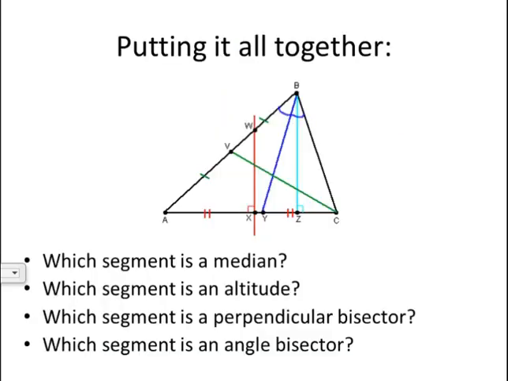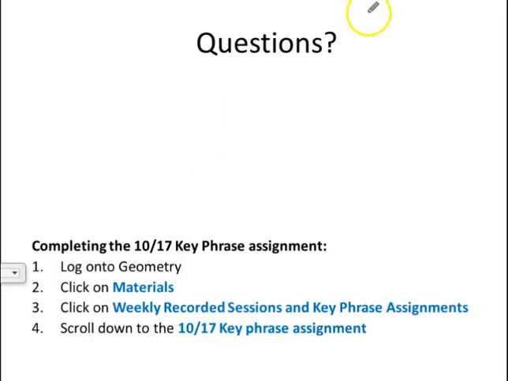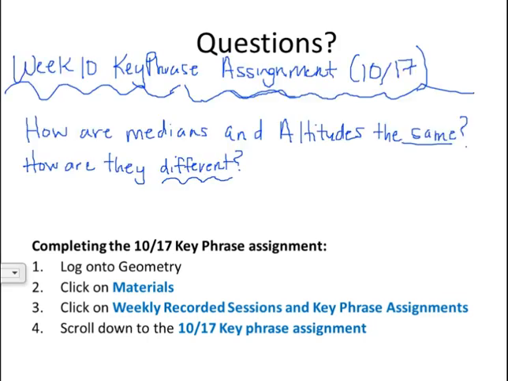Going on to the last slide, which is time for the key phrase assignment. Let me throw that up. So you learned about different segments in triangles this week. Let's focus on 2 of them right now: medians and altitudes. So how are medians and altitudes the same? And then also tell me, how are they different? If you need directions or reminders of how to complete the key phrase assignment, those are below.